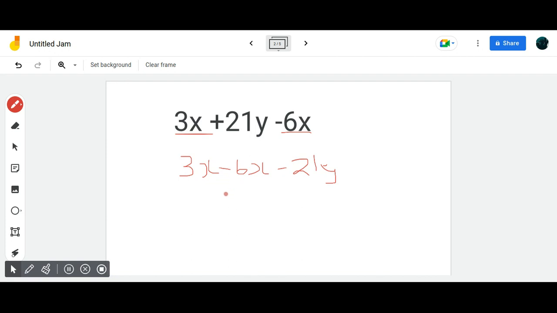So 3x minus 6x is actually negative 3x, because it's like you owe 6 and you have 3 to pay. And then we still have our, no, sorry, I'm so sorry, this should be positive. So it should be positive 21y. Maintain the signs, very important. So negative 3x plus 21y.